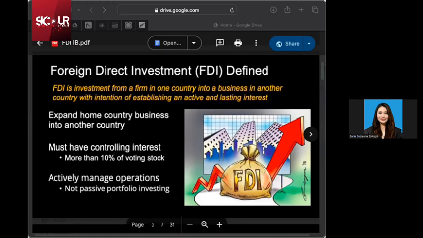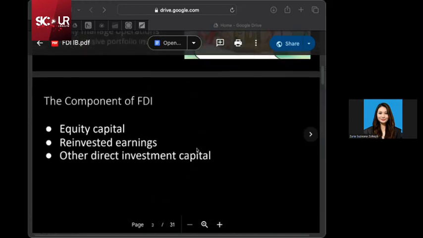Okay, so in general, most national governments very much like FDI to be in their country, because in general, FDI encourages economic development, economic growth, and increased employment, which we are going to take a look at after this.